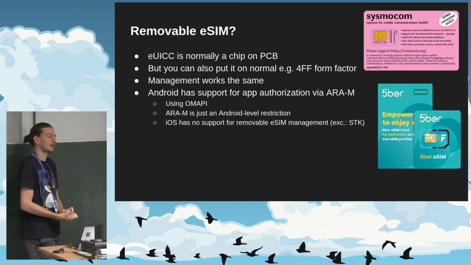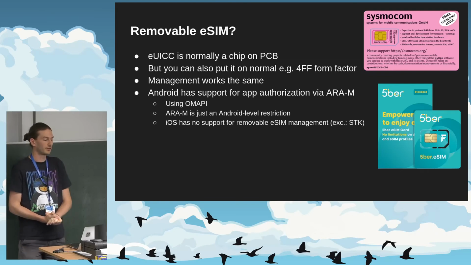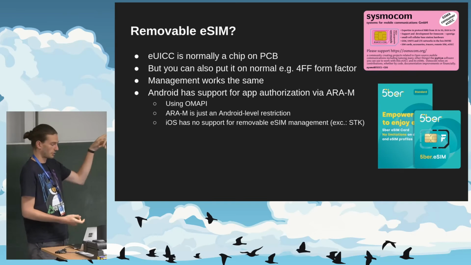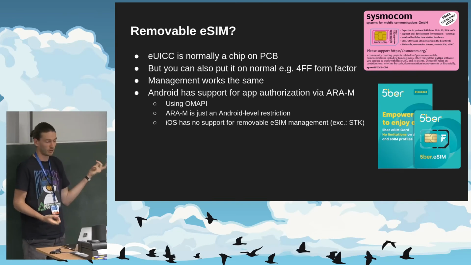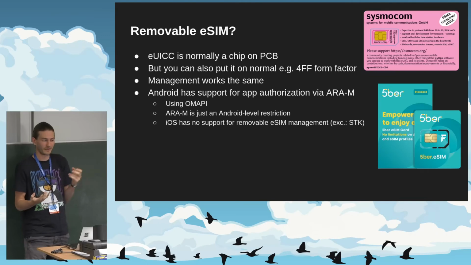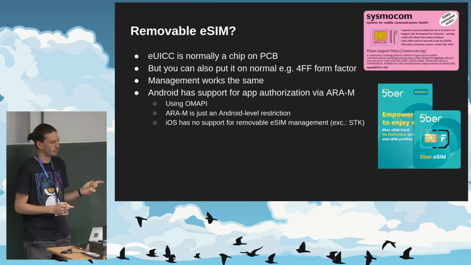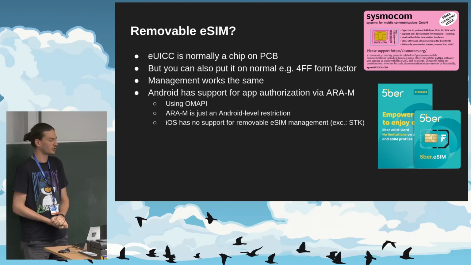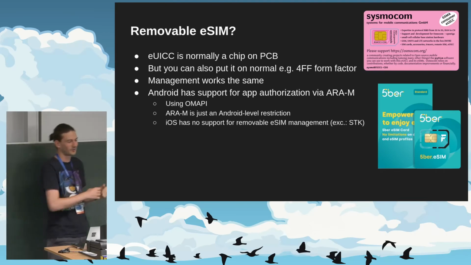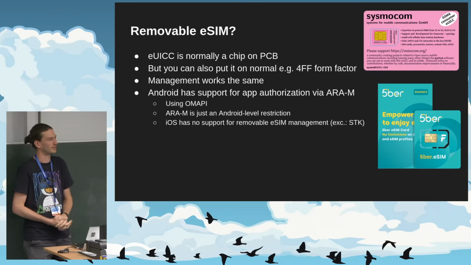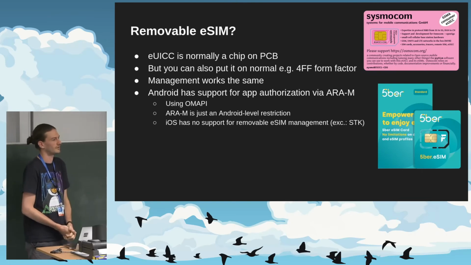On iOS, there's no support for removable eSIM management, as far as I know. There's one from the 5-bar company. Apparently, they recently released a product which you can sort of use on iOS. You can switch between different profiles, so disable one, enable a different one. But for downloading the eSIM, you put the same SIM card into an Android device, download it there, and then you can put it back into an iOS device and switch between the different ones there. It also works for eSIM.me.